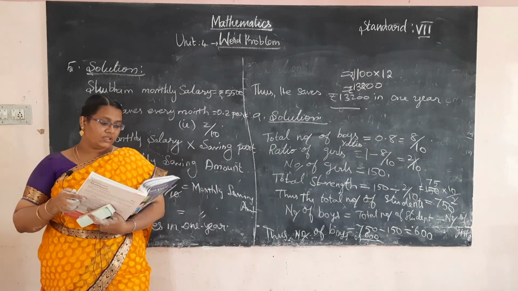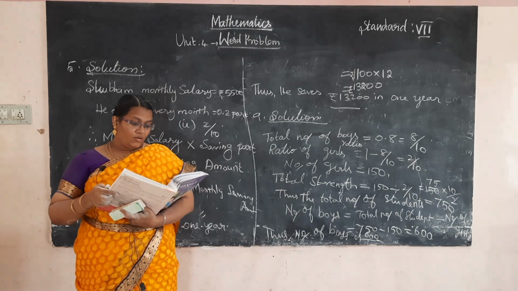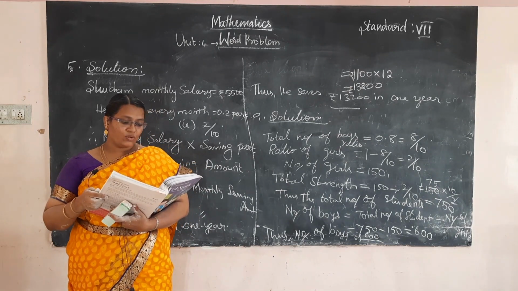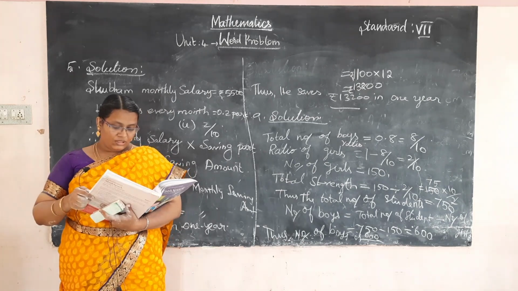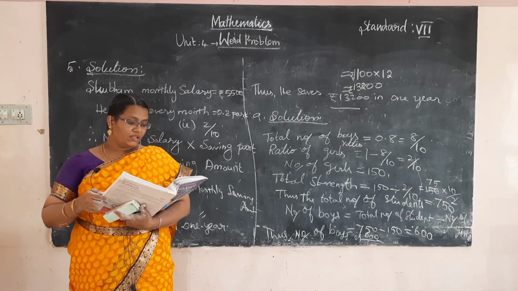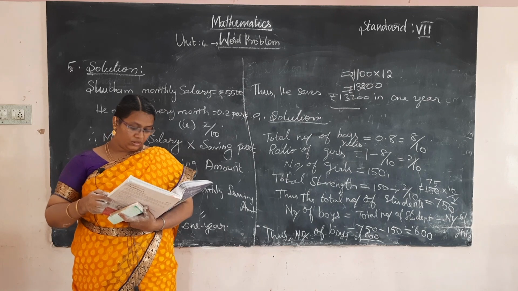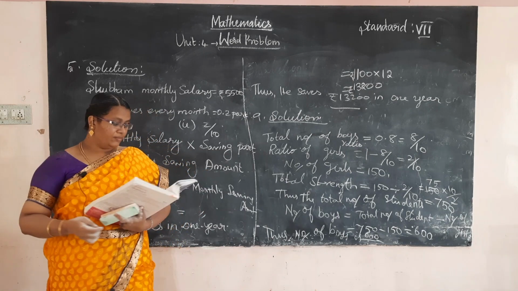Next, 10th problem. The total 73 bags of cement weigh 4106.25. Find the weight of 100 such bags. So what do we do in this place? Divide. So 10th also homework. Now move to the 11th problem.